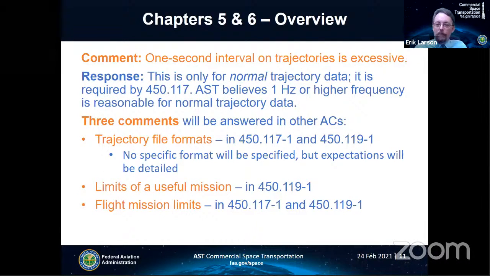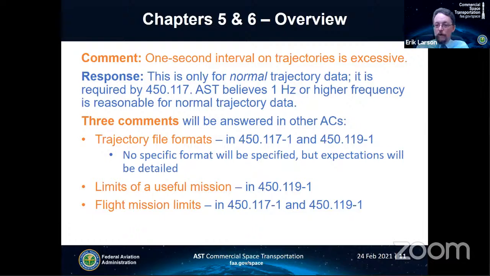Sorry about that. So first, there was a comment in general that 1 second intervals for trajectories is excessively frequent for some parts of flight. And we wanted to clarify that this is only for normal trajectory data, and it's actually required in the regulation 450.117. It was also a carryover from the old 417. And for normal trajectory data, we definitely think that 1 hertz or higher frequency is reasonable. Malfunction trajectories don't have that explicit requirement necessarily, and this will be more covered in the other ACs.